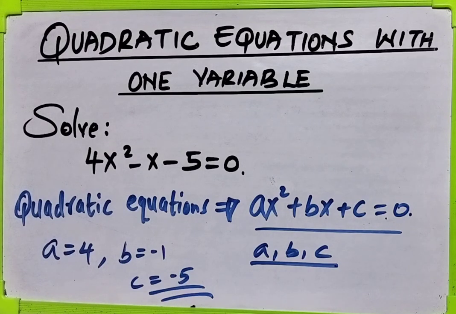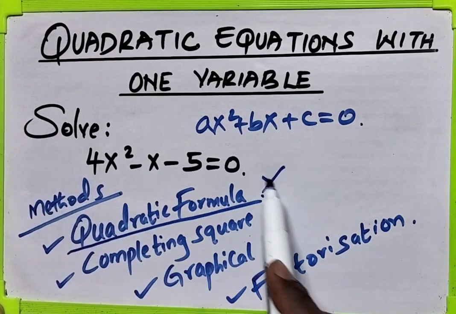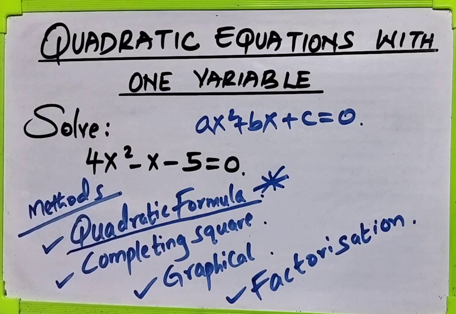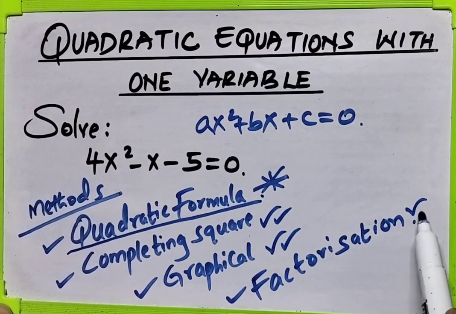Which methods do we use? We have around 4 methods we can use in solving quadratic equations. The first one is the quadratic formula, and that is what we shall use in our video today. And then we have the completing the square method, the graphical method, and of course the factorization method.